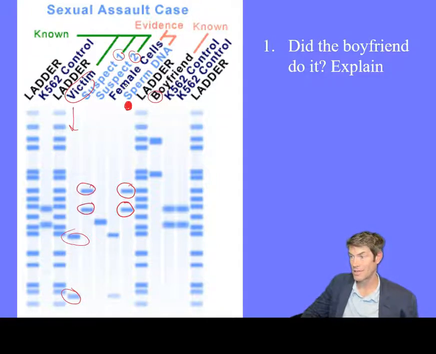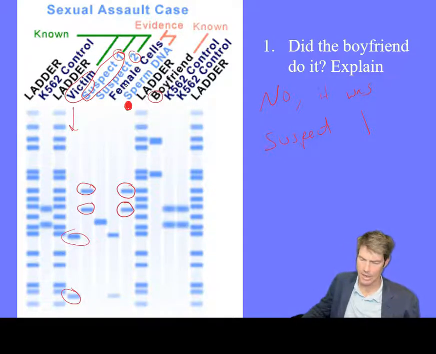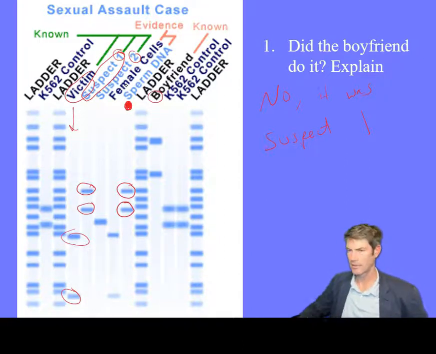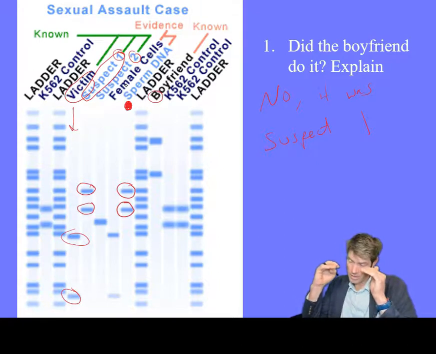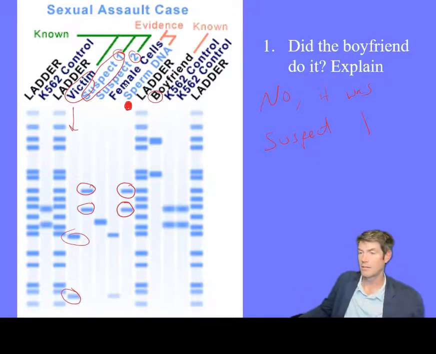If we look here, we see a dead match for suspect 1. So suspect 1 did it, the boyfriend did not. Did the boyfriend do it? No, it was suspect 1. Not that difficult, you're just matching. Well, I hate saying that. I shouldn't say that. You just have to match up. It does look kind of difficult initially. I've got to take that back. It's terrible to say that kind of thing. What you're looking for are the matches, those lines in the gel to match up.